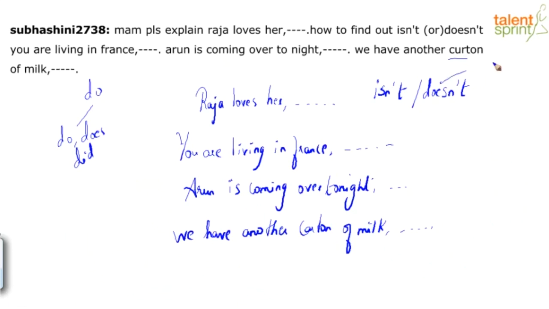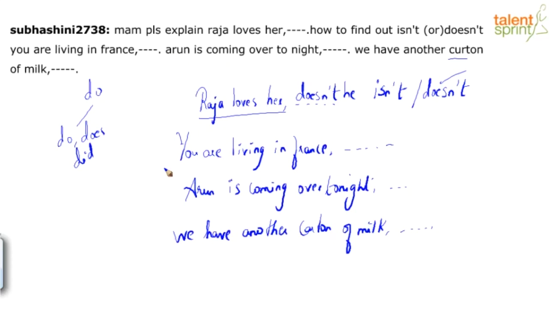Right? And the basic rule for question tags is if the sentence is positive, then the tag is negative. If the sentence is negative, the tag is positive, right? We know that. Okay. So the first one is doesn't: Raja loves her, doesn't he? So basically it takes up the same subject and verb which is there in the statement.